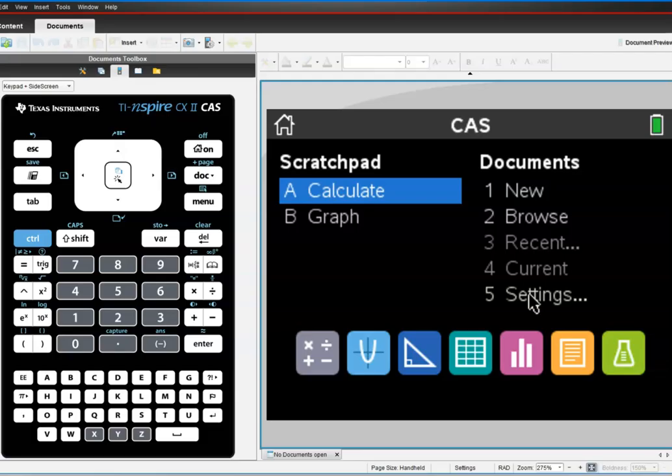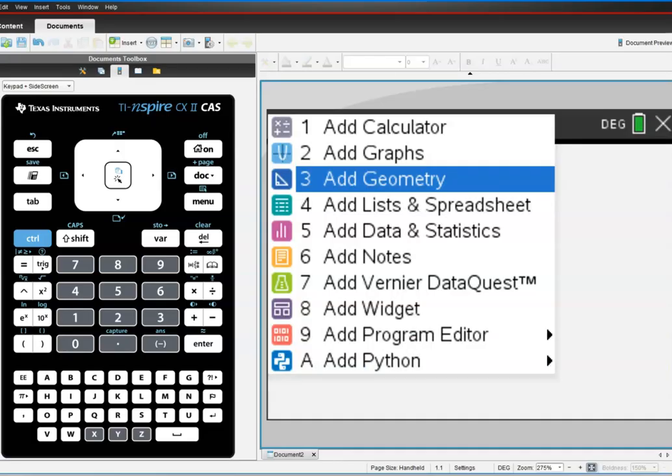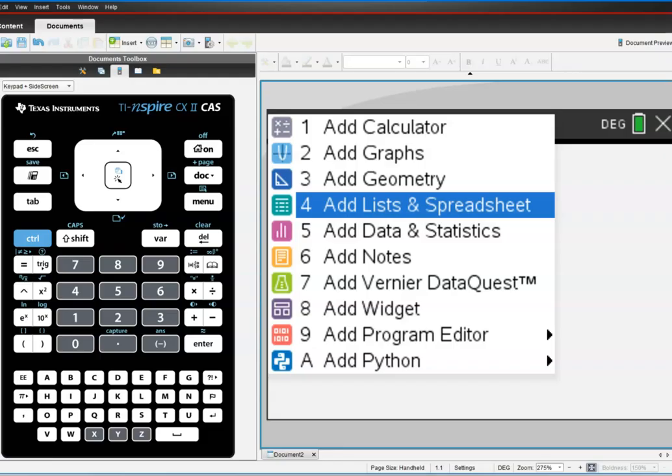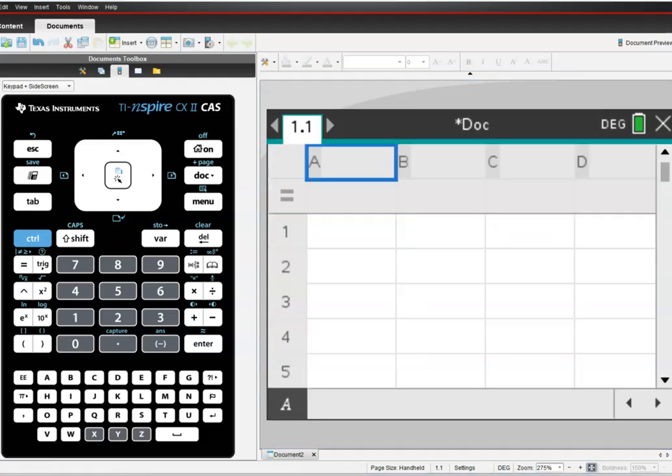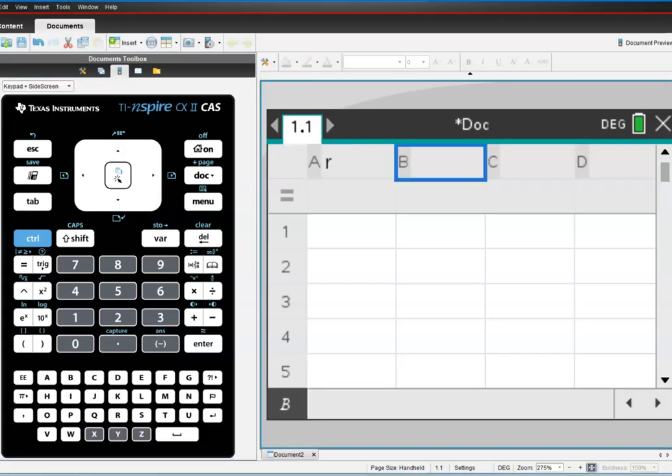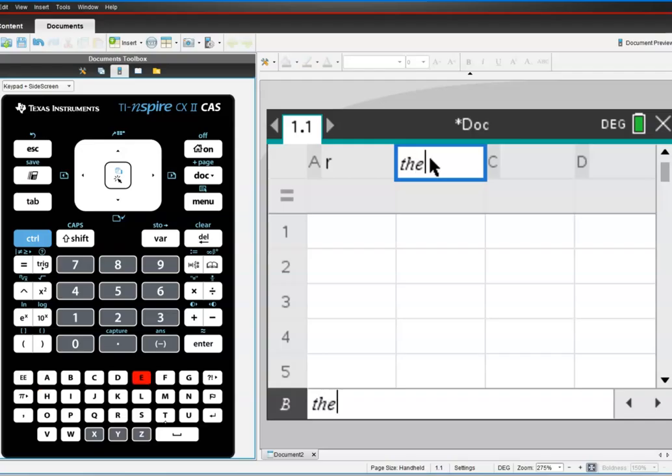But if you do have a TI Inspire calculator, we can create a new document. And we're going to jump into the List and Spreadsheets page here. And like we've done in the past, I do want to create a label for my column headings. So I'm just going to put R in this first column, and I'm going to type the word theta in the second column. We might be able to insert the symbol for theta. I just think it's easier to type it.